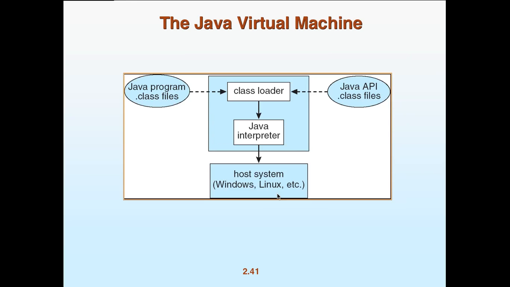Here's the Java virtual machine environment, where we have the host operating system down underneath, the Windows, the Linux. We have the Java interpreter, the JVM, with a class loader and the Java interpreter in the JVM. We take the .class file and the APIs and everything, and it runs it as if it were the operating system, but it's loaded on top of the operating system. So if you're not familiar with Java, that's how it's running.